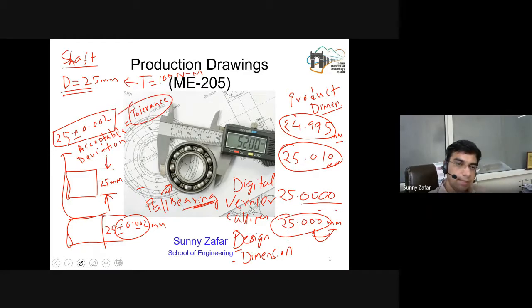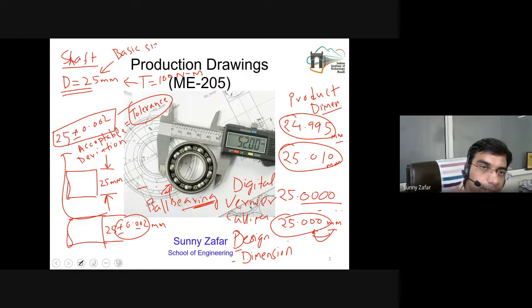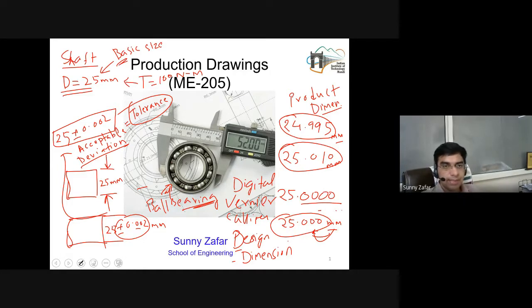So the tolerance is basically the acceptable deviation from the basic size. Here 25 is denoted by another term, which is also known as the basic size. Deviation has to have some reference, and that reference is the basic size. So this acceptable deviation from the basic size is known as the tolerance. And you can understand, the smaller the tolerance zone, the more precise will be your manufacturing process.